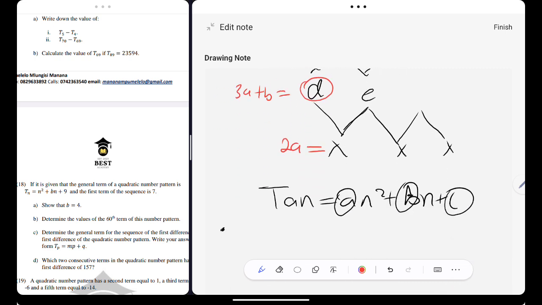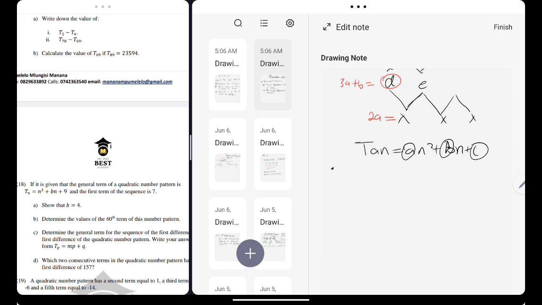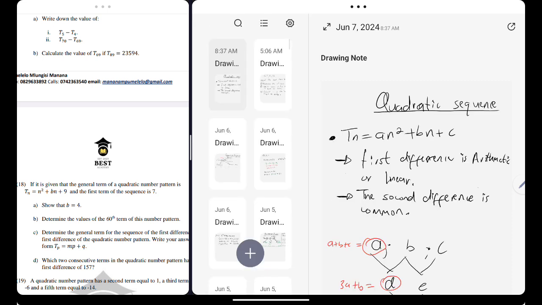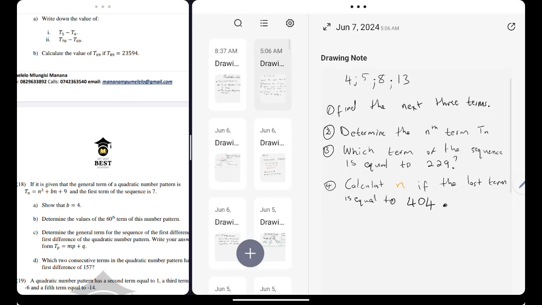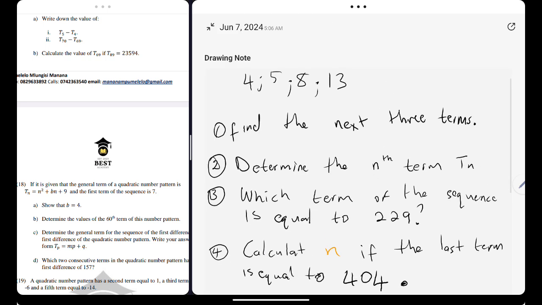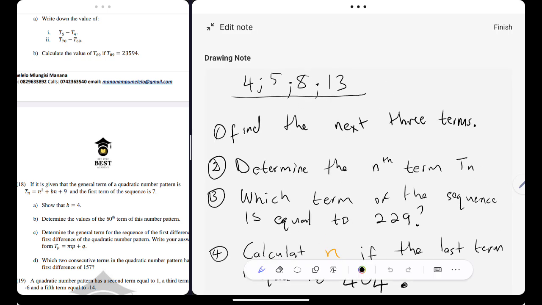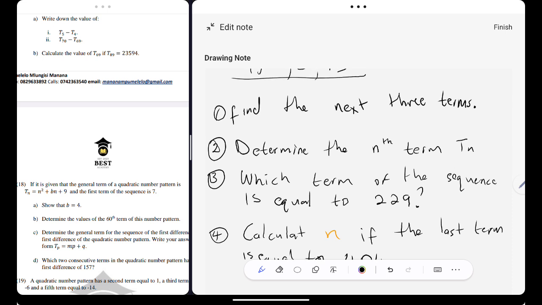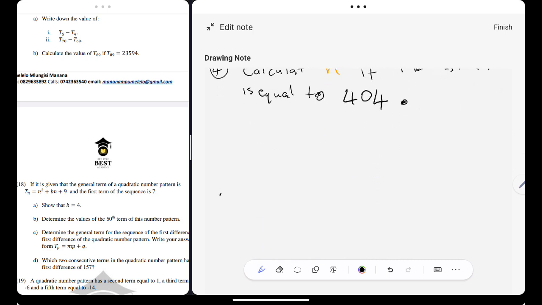How so? Let's say we have a question like this. Let's say we are given this type of sequence: 4, 5, 8, and 13. We need to answer these questions. We must find the next three terms, determine the nth term, and then answer these two questions. Firstly, we know that our sequence is 4, 5, 8, and 13.